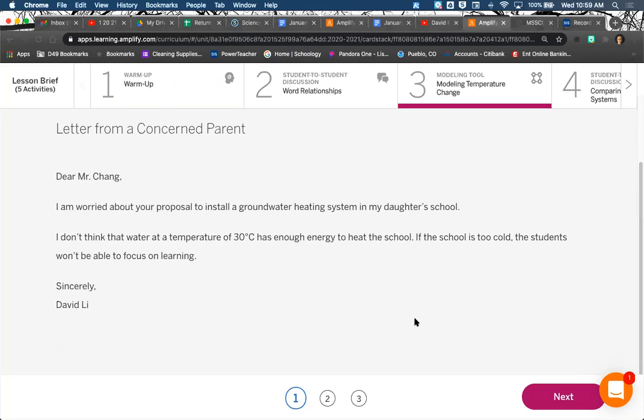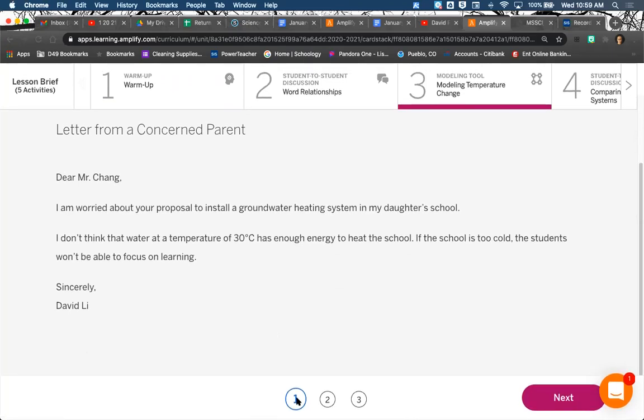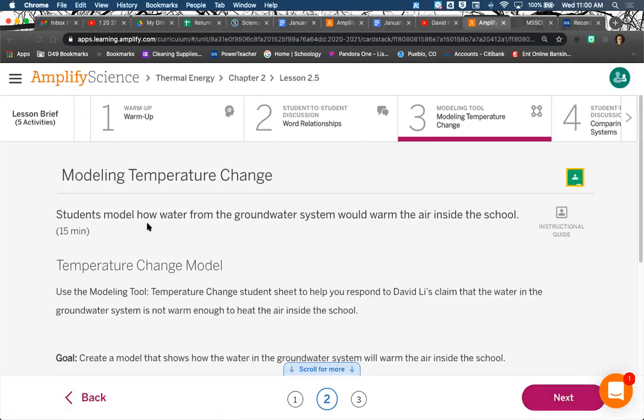I think we've seen this letter before. Well, people have concern about that. If we're getting water from under the ground and it's 30 degrees Celsius, is there going to be enough energy to heat the school? You see, that's the thing that we need to prove. Otherwise, we will have a lot of very concerned parents and concerned students too. So we need to work on this question.